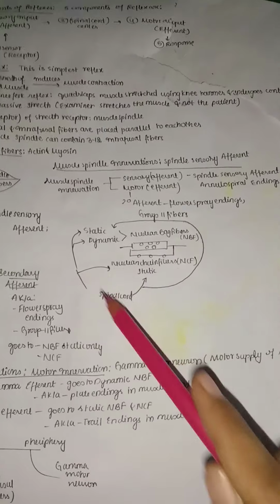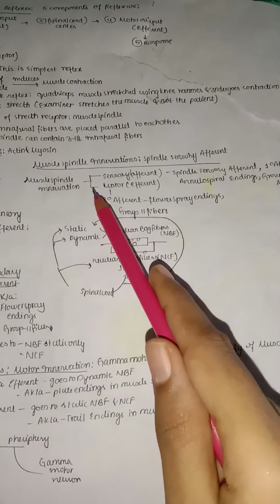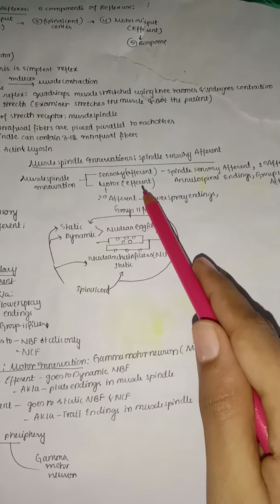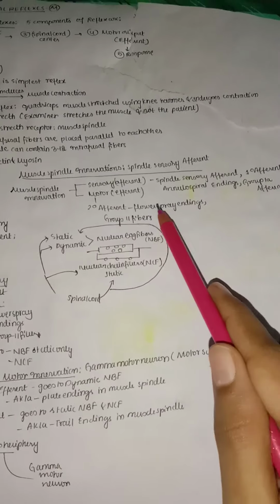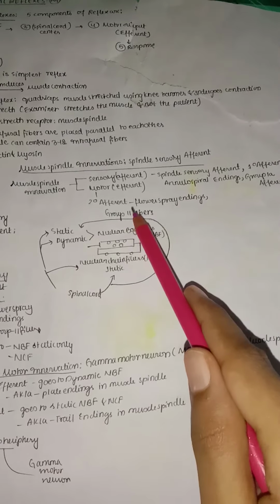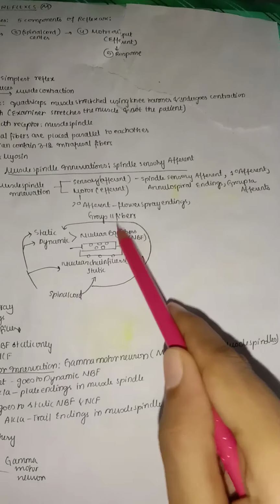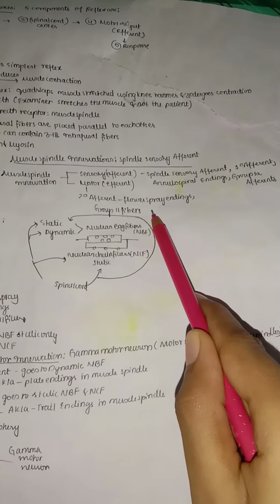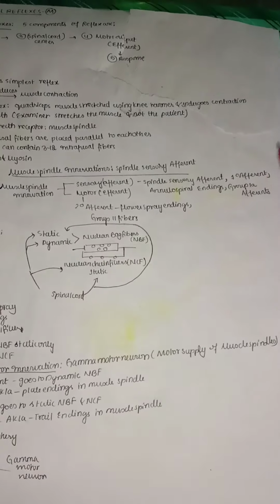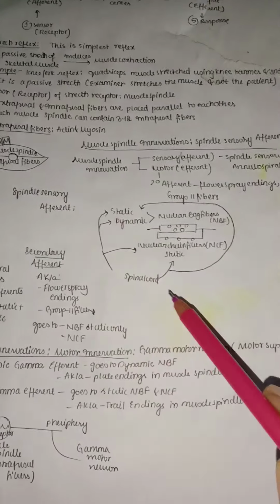If we understand this pathway, everything will be covered here. First we'll see what they are called. The motor efferents are called secondary efferent. They're called flower spray endings and also group 2 fibers, just opposite to them. Here they are called group 1A and here they are called group 2 fibers. They have annulospiral endings here, and flower spray endings here. These are the secondary efferent and these are the primary efferent. So here you can see the spindle sensory.